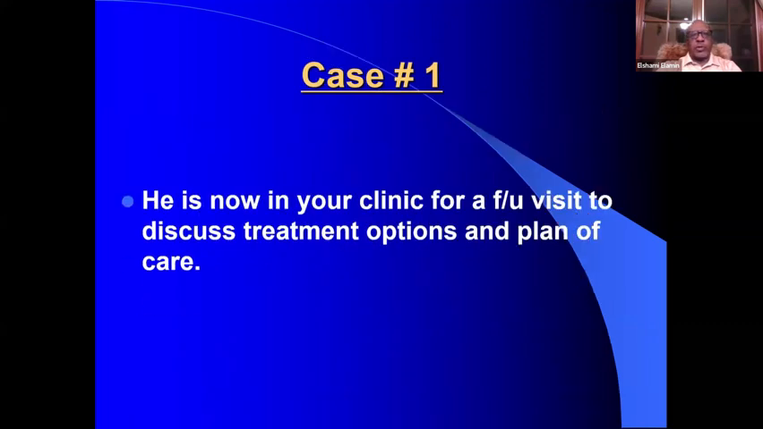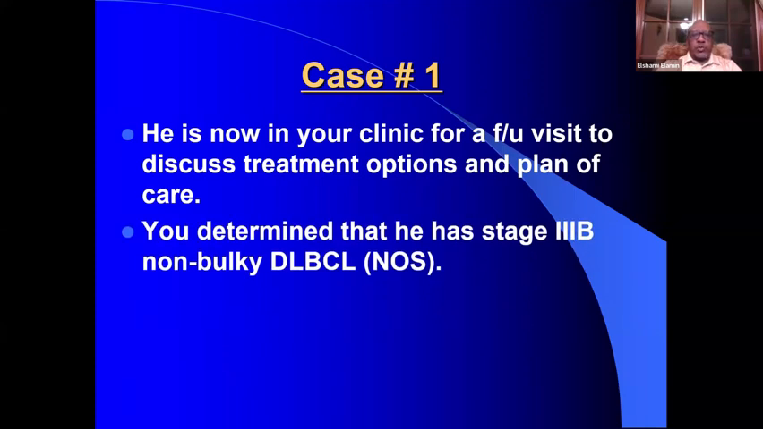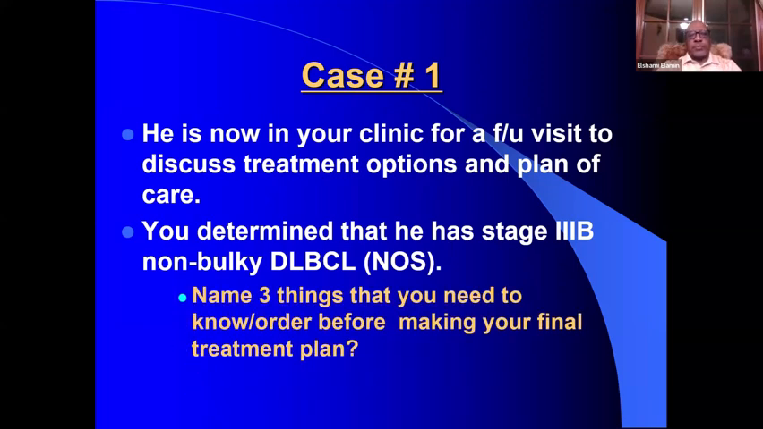So now I think you have done everything. Now he is in your clinic for a follow-up visit to discuss treatment options and plan of care. You determine that he has a stage 3B, as we said, non-bulky diffuse large B-cell lymphoma, NOS, not otherwise specified. So, question: name 3 things that you need to know or to order before making your final treatment. You don't have to answer. You could answer to yourself just to check yourself on the answer. But if you want to open the mic and answer, that's fine. If you want to send a chat, fine too.